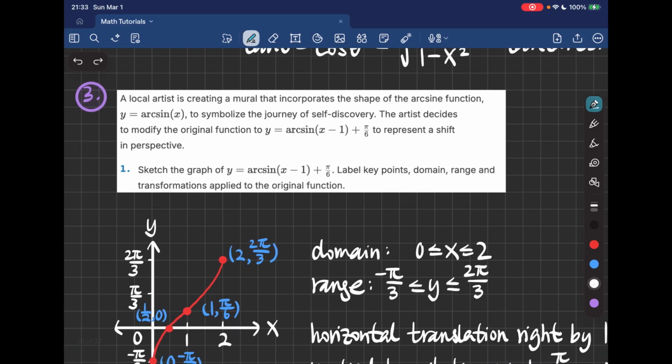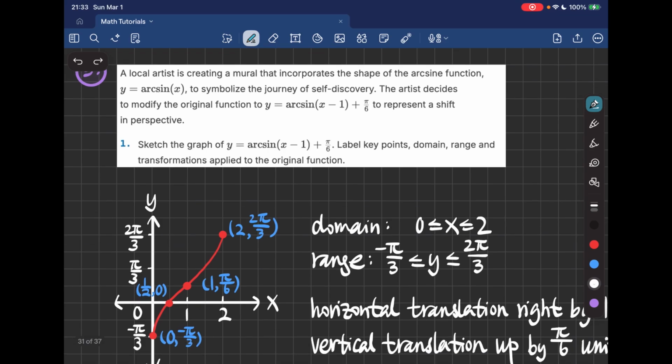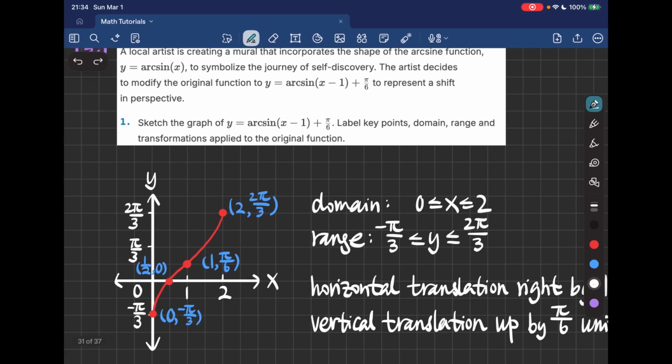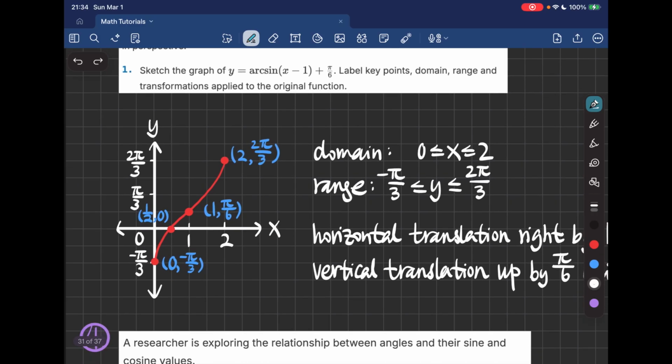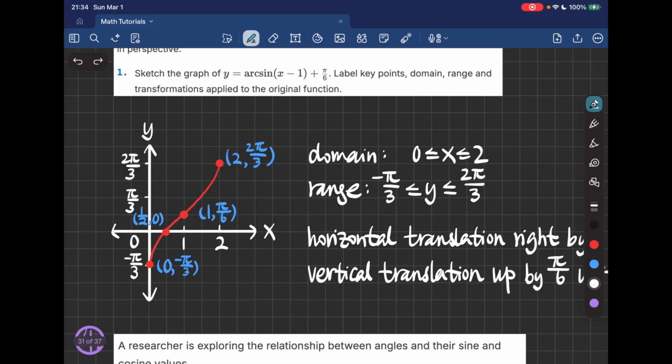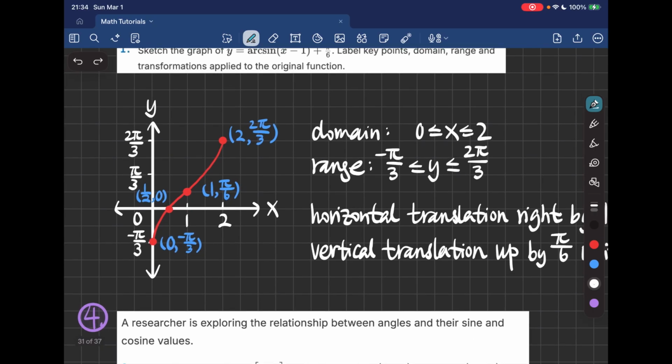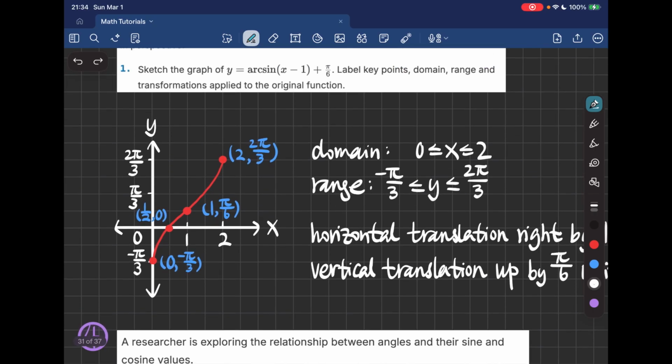So now here is a graphing question. A local artist is creating a mural, and this artist is shifting this original function, and we want to graph it, and we want to write out the key points, domain, range, and transformations applied on the original function. So to help you graph, I think you can write out the domain and range first, so you know where to end and where to start.